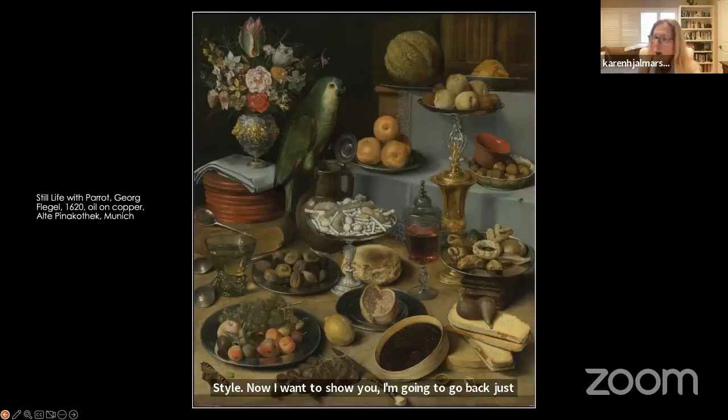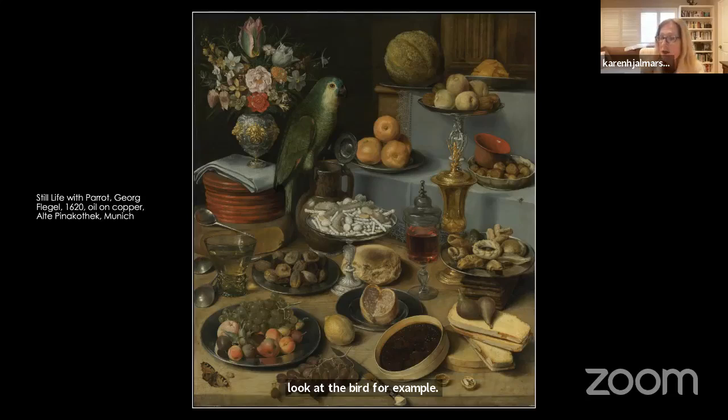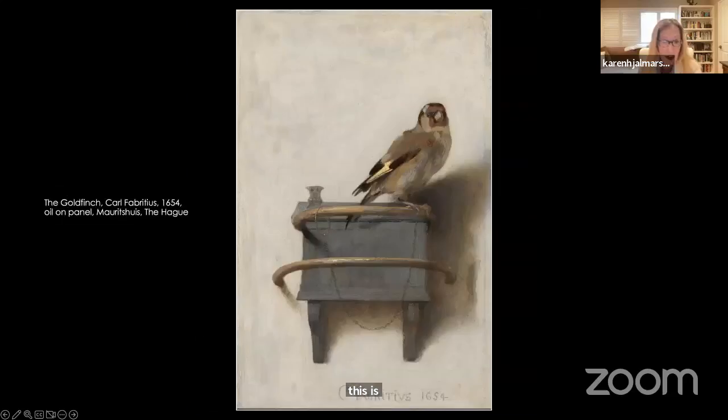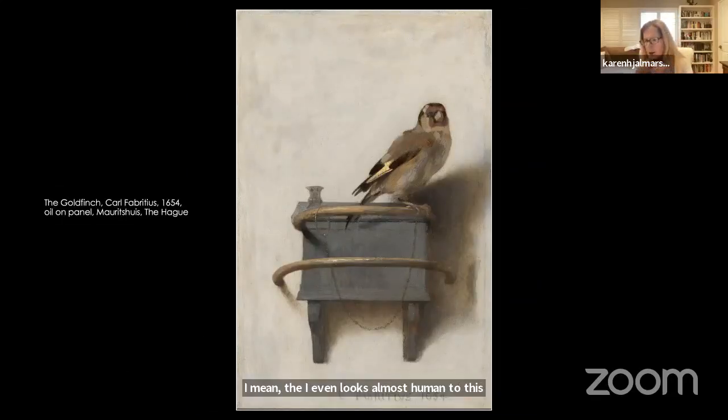Now, I'm going to go back just momentarily and compare. Look how hyper detailed, and of course, there's a plethora of objects, so it's kind of hard to compare, but let's look at the bird, for example. I am not saying one is greater than the other. It's just a different sensibility. This is hyper detailed. I mean, the eye even looks almost human. To this, where it's softer, more painterly, and again, as exquisite. So we have this little household pet. He stands on his little feeding box because he's chained, and he would be removed. They would take the food out of the little box and feed the bird.